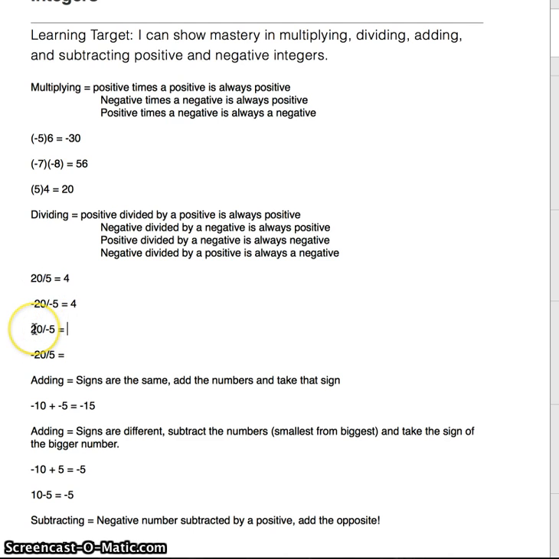Now we have a positive divided by a negative. Well, a positive divided by a negative is always going to be negative. So you can check this one also. Negative 4 times negative 5 is positive 20, so that's awesome. Negative 20 divided by positive 5, and negative divided by positive, again, is going to be a negative. And check it. Negative 4 times 5 is negative 20. This slash right here is my division sign in case any of you missed that.